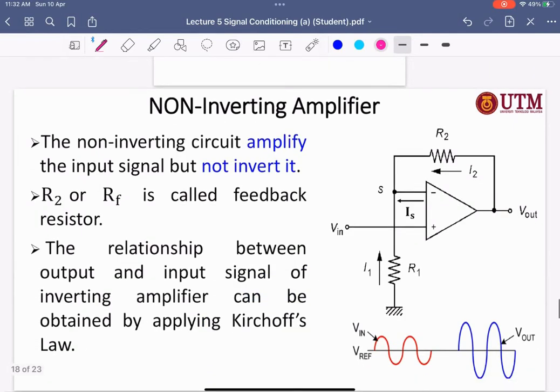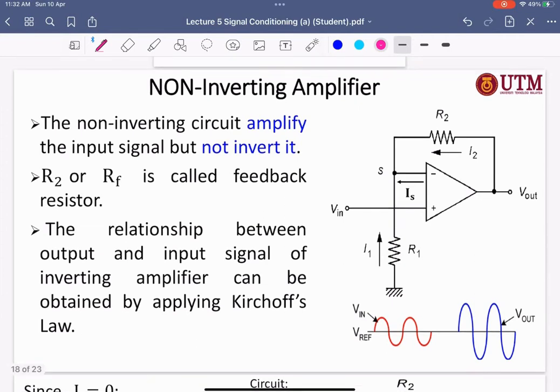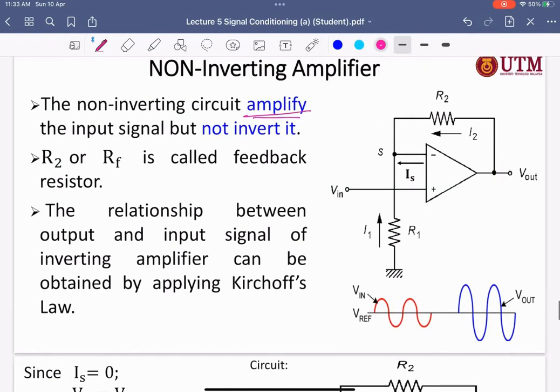For the non-inverting amplifier, that means you can amplify it, but it will not invert it. Yeah, this is a good thing. Because your input is positive, that means non-inverting. So if your input is positive at the first cycle, you will also get positive. If negative, you will also get negative here.